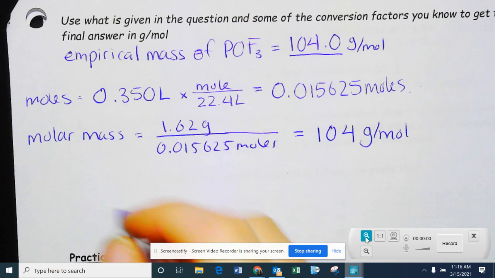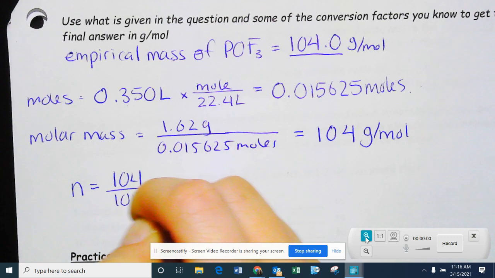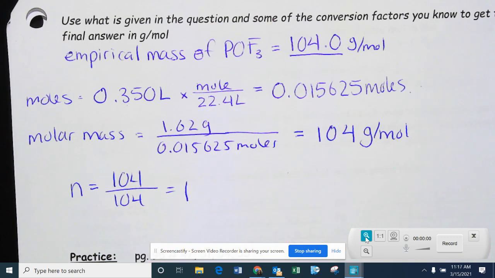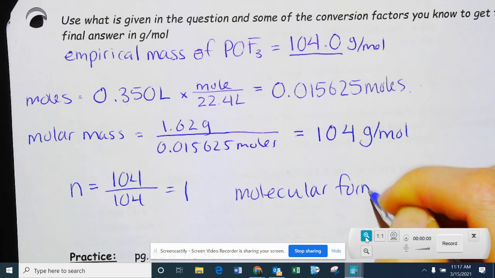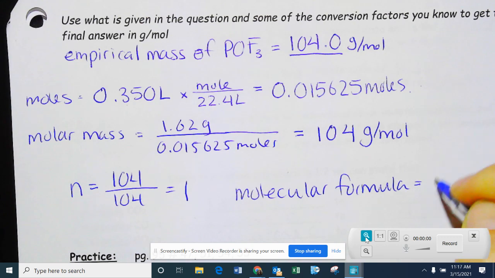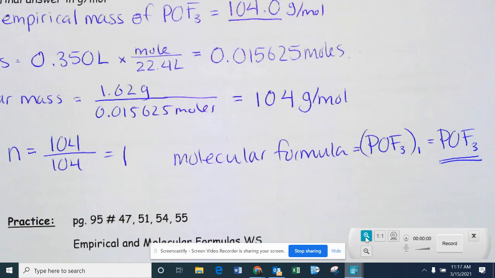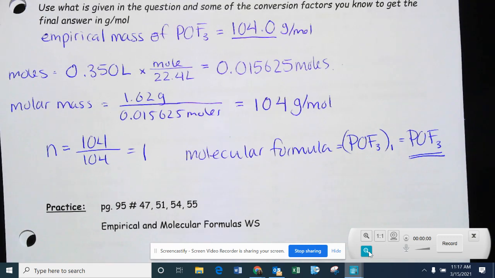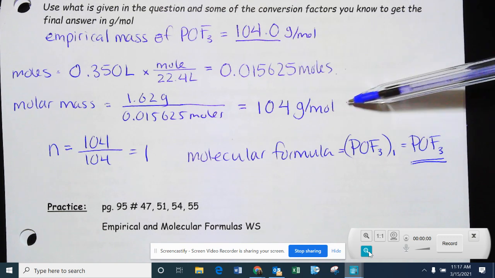Okay, so if I then find my N value, it's 104 divided by 104, so it's 1. So in this case, my molecular formula is actually the same as my empirical one. So technically I go like this, 1, and then POF3. So my molecular formula in this case is the same as my empirical formula. Okay, does everybody understand why we're finding molar mass this way?